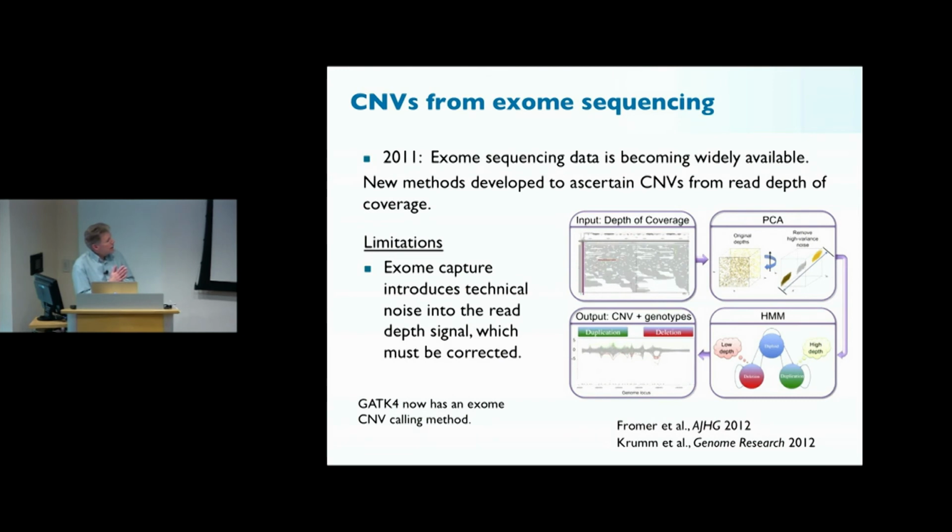It's a little bit technically challenging because the capture process actually introduces a lot of variation into the DNA in abundance. Some capture probes work better than others, so you get this technical noise that you have to deconvolve. But there are a number of methods that have been developed, including a new method in the GATK to do this.